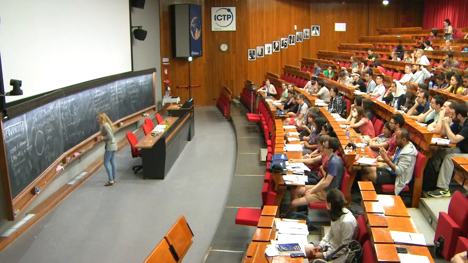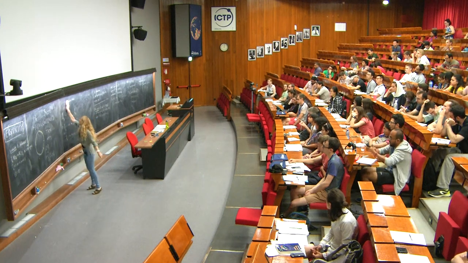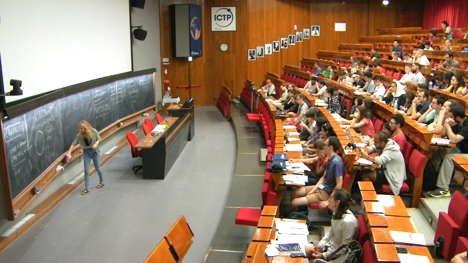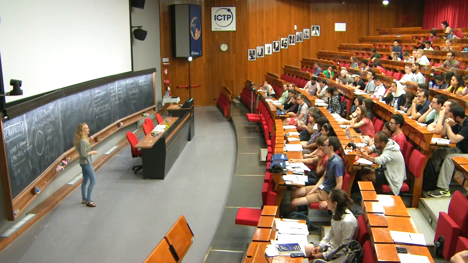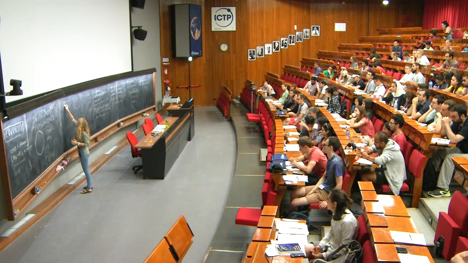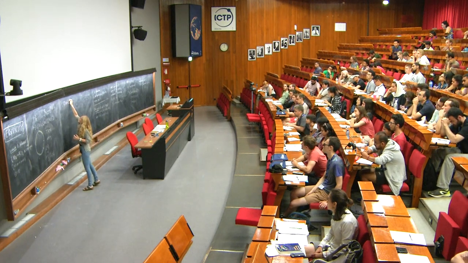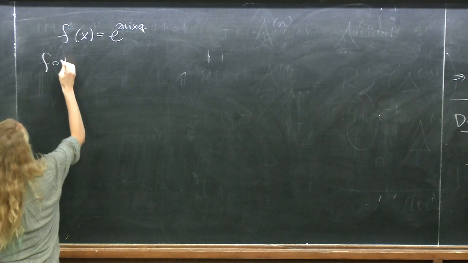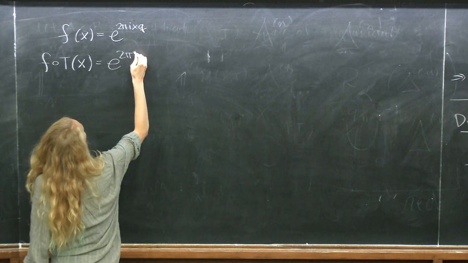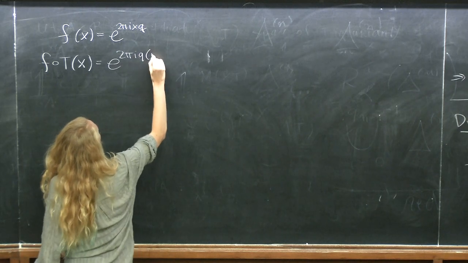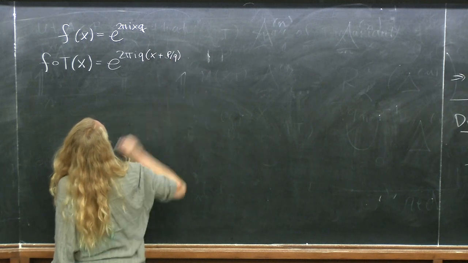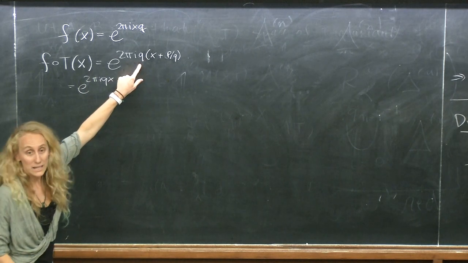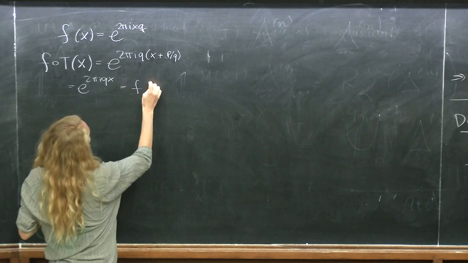All right, so let me just say that I could show this using the claim by thinking of a function that is T invariant that's not constant. So for example, let me take the function f of x equals e to the 2 pi i q x. Okay? So if I do f composed with T of x, I get e to the 2 pi i q times x plus theta, which is p over q. And this is e to the 2 pi i q x and e to the 2 pi i p, which is 1. So I just get f of x back.